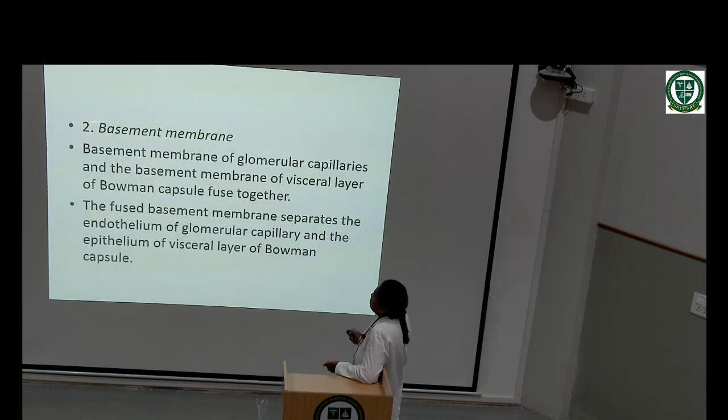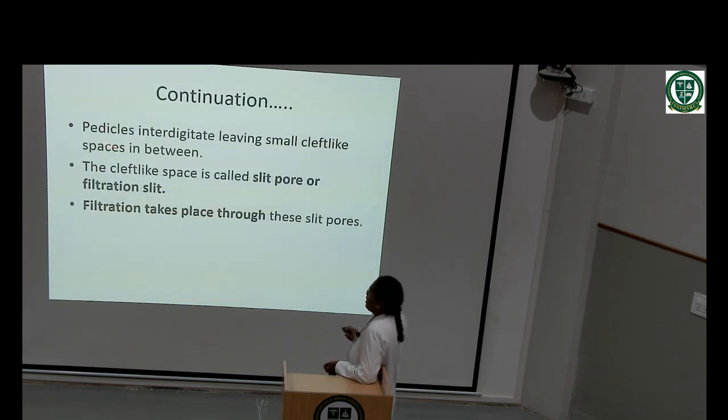Second is the basement membrane. The basement membrane of the glomerular capillaries and the basement membrane of the visceral layer of the Bowman's capsule are fused together. This fused basement membrane separates the endothelium of the glomerular capillary and the epithelium of the visceral layer of the Bowman's capsule, where the pedicles interdigitate, leaving cleft-like spaces called slit pores, also called filtration slits. This filtration will take place through these slit pores.